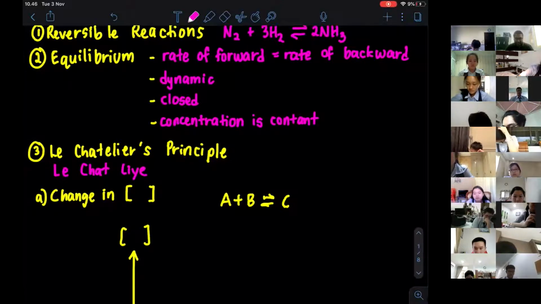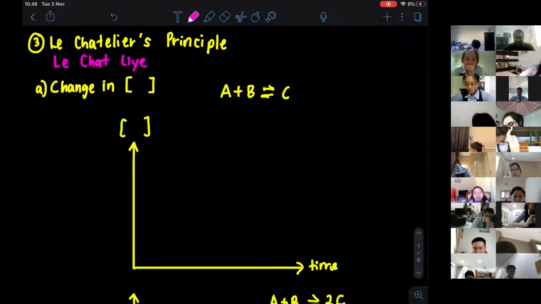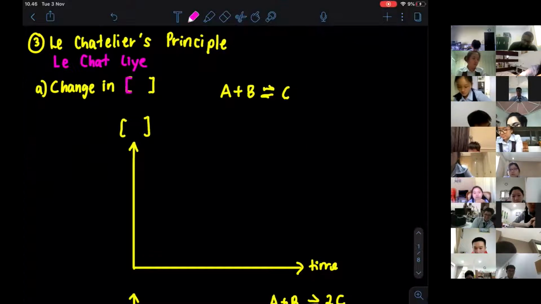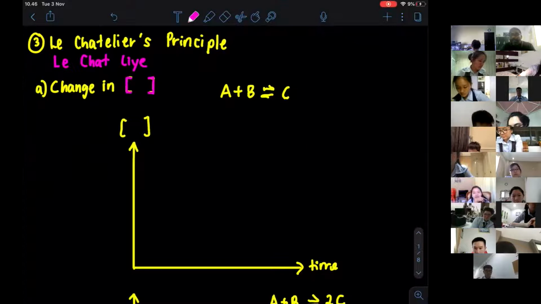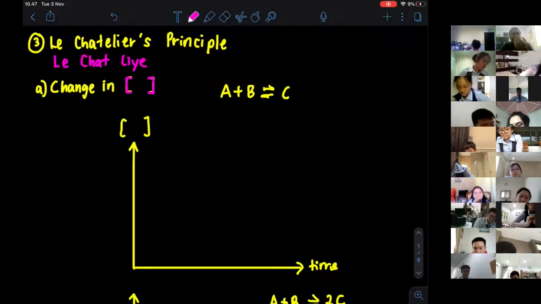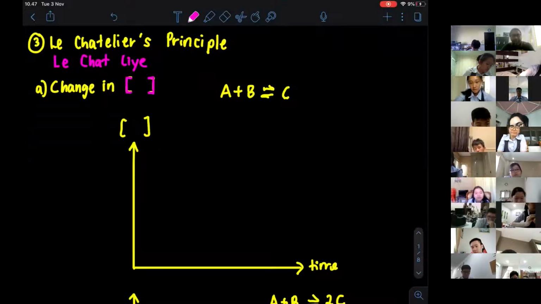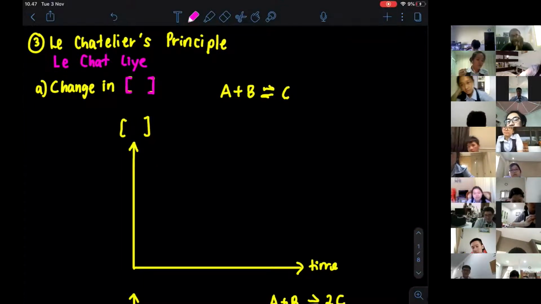But I'm going to show you this representation using a graph first. Let's look at change in concentration. Whenever I write like this, you should understand by now, this is concentration. Let's say I try to demonstrate related to concentration. When I have, let's say, A plus B to give you C, it means 1 mole of A reacts with 1 mole of B to give you C, for example. And I think everyone knows that A and B are reactants, and C is the product.